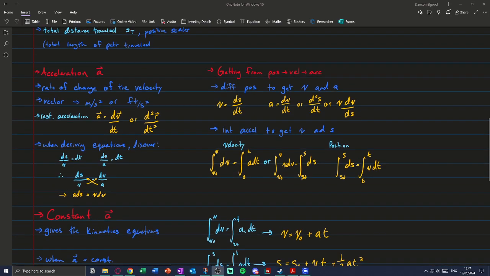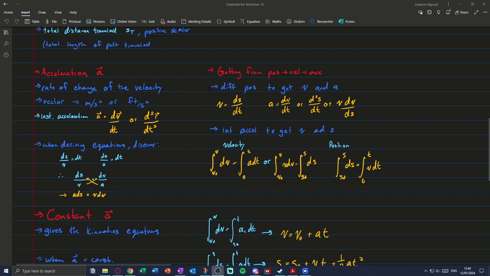So I believe that you originally start with v dt equals ds. When you divide by v, you get dt equals ds over v. And then a dt equals dv. You divide both sides by a. So both of them end up equaling dt, which means you can set both of these equations equal to each other. Then you rearrange, you get a ds equals v dv. That will likely be helpful later on.